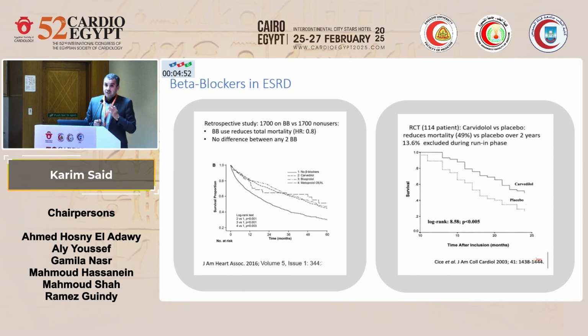But again, we have very strong evidence for beta blockers. To the left, we have this retrospective study that matched 1,070 patients, heart failure on dialysis, using beta blocker to non-users of beta blocker. And as we can see, over a period of 5 years, there was a 20% reduction in terms of total mortality. And there was no difference between any type of beta blocker, long-acting metoprolol, carvedilol, or here it was bisoprolol.